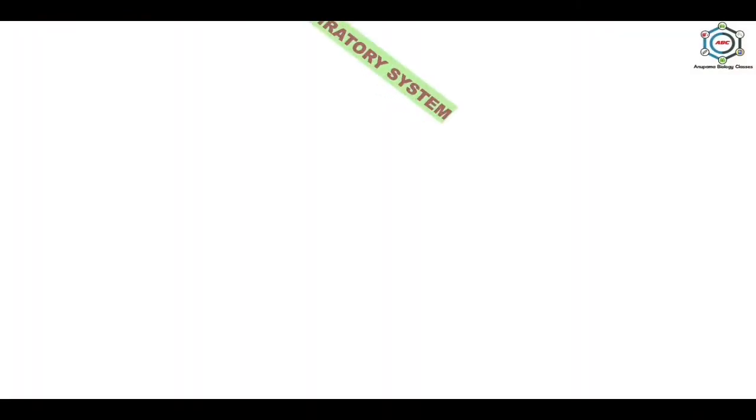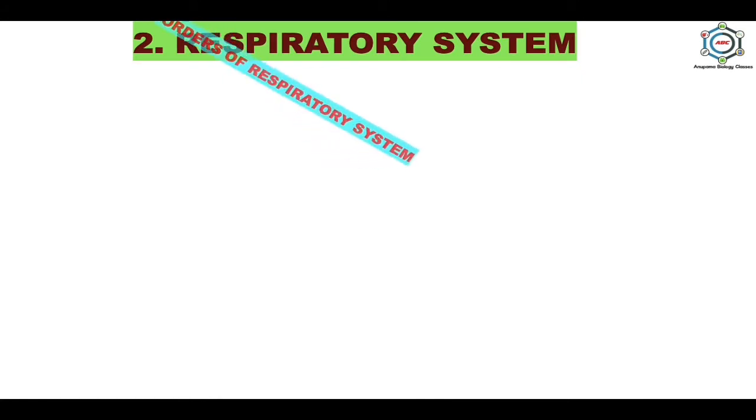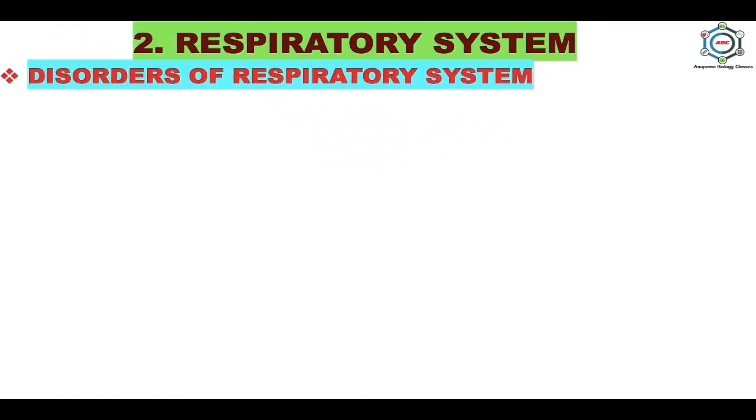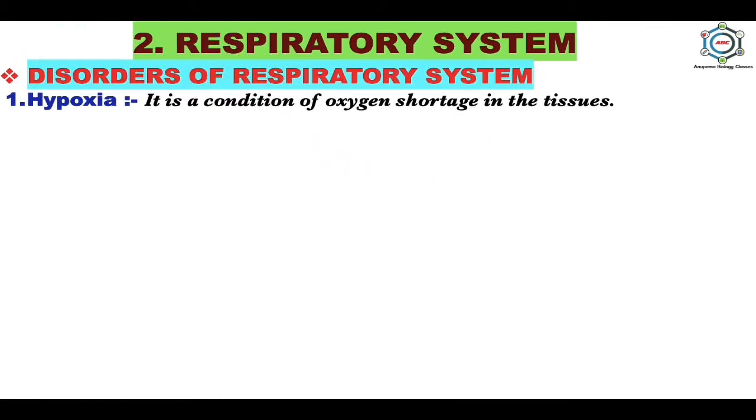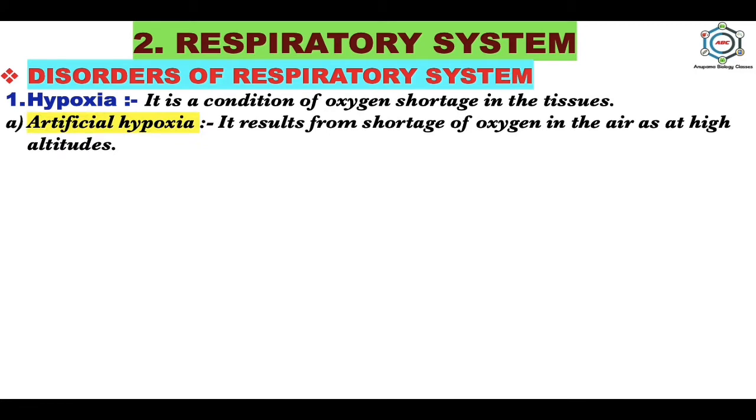Now the respiratory system, in which the disorders of the respiratory system. The first one is hypoxia, which is a condition of oxygen shortage in the tissues. The hypoxia is of two types. First one is artificial hypoxia, which results from the shortage of oxygen in the air as at high altitudes. In this, breathlessness, headache, dizziness, nausea, vomiting, mental fatigue, and bluish tinge on the skin occur.